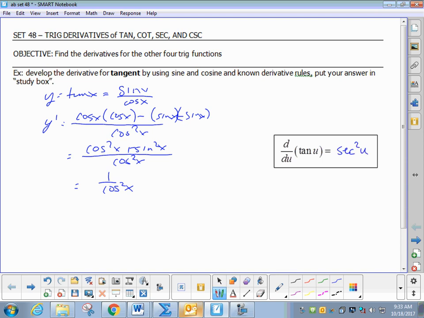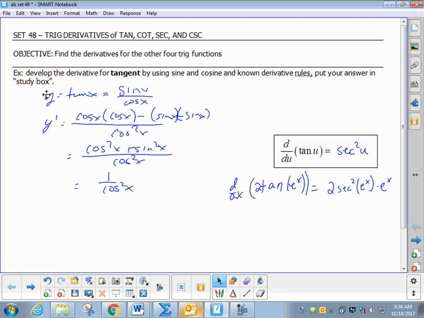I'm saying u because it doesn't have to be x. It could be a chain rule kind of problem. So, for example, if I said, what's the derivative of tangent of e to the x, what's the derivative? 2 secant squared of e to the x times e to the x via chain. Okay. So you could have anything inside. It doesn't have to be an x. It could be any function.